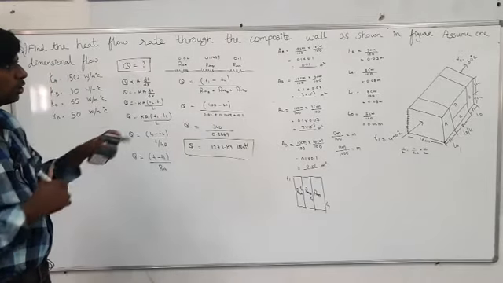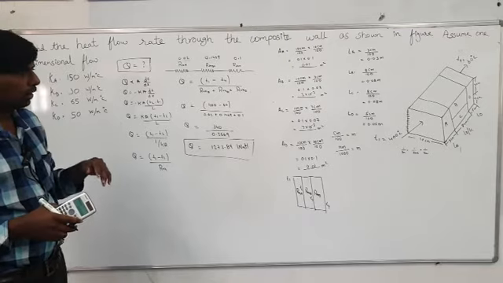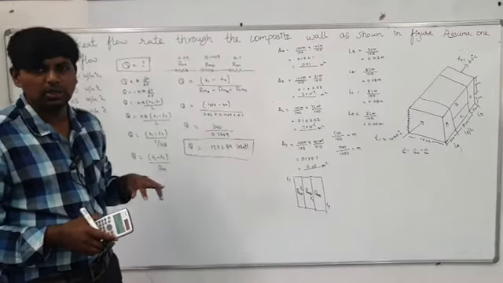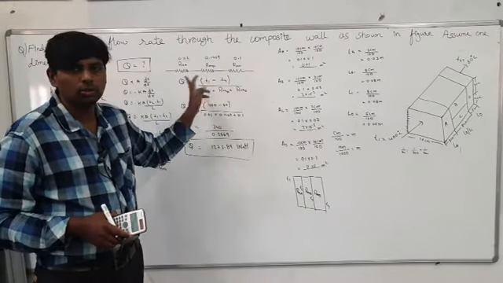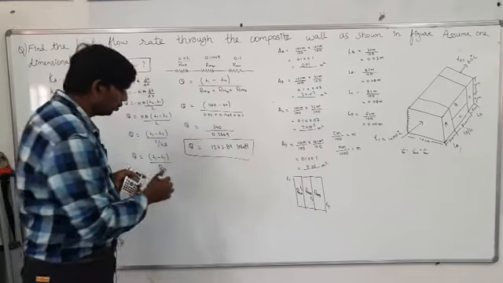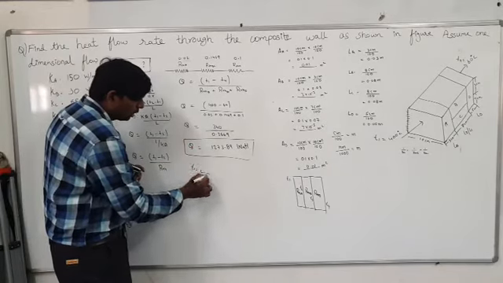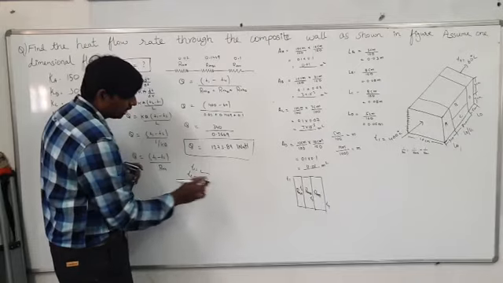Like this you have to find out the value. He is asking for Q only. If he is asking to find out the intermediate temperatures also, with the help of these formulas you can find out the value of T2 as well as T3.